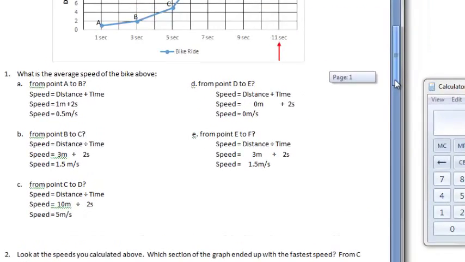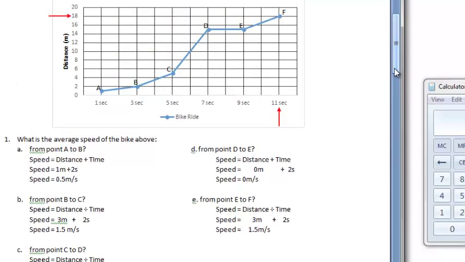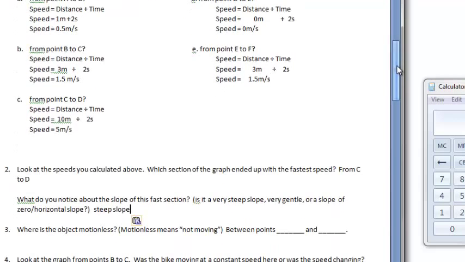The next question asks us, where is the object motionless? Motionless means that it's not moving. So when we look at the graph, we want to look for a part where it's not moving or where the distance is not changing. Have you found that part of the graph? It's right here from D to E. The distance stays constant, so that means that we have not changed. So your answer for that part should be between D and E.